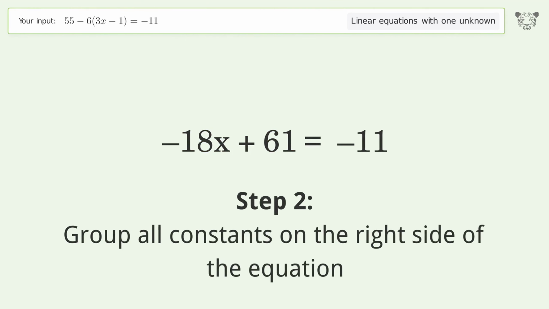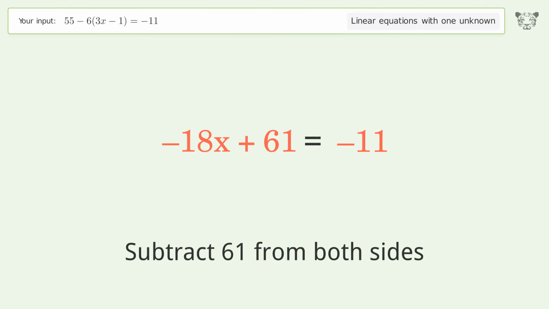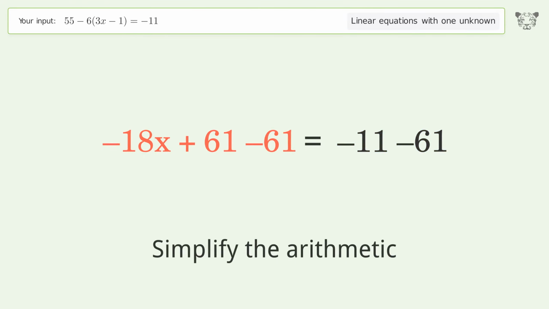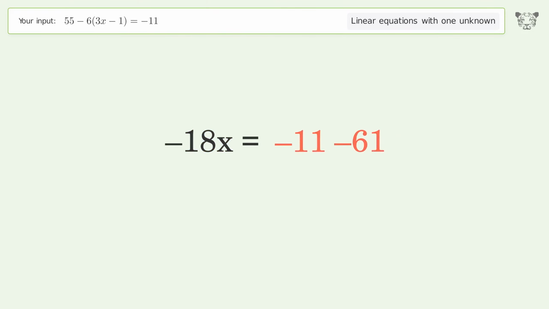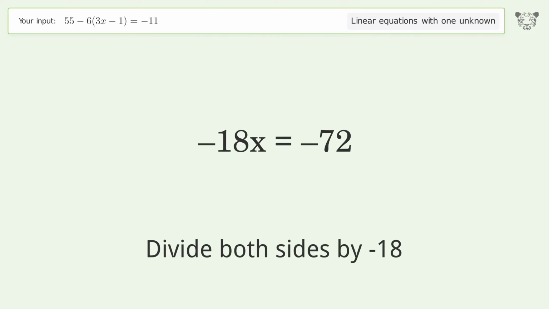Group all constants on the right side of the equation. Subtract 61 from both sides. Simplify the arithmetic. Isolate the x. Divide both sides by -18.